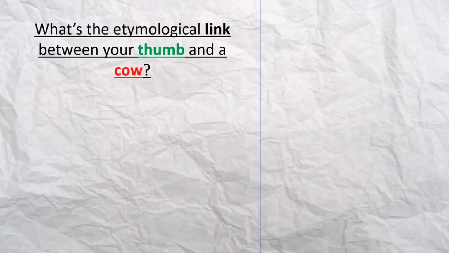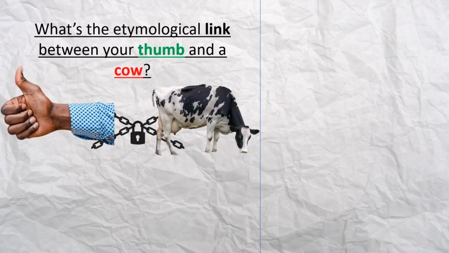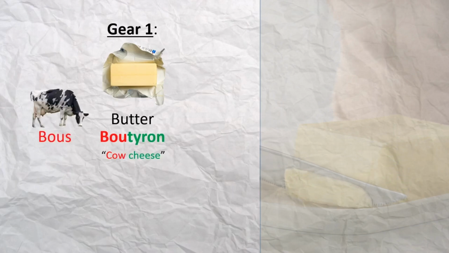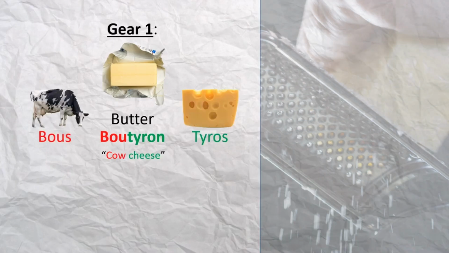What is the etymological link between your thumb and a cow? Butter. Round 1. The word butter appears to come from the word Boutyron. Boutyron literally means cow cheese. Bous is the Greek word for cow, and Tyros is the Greek word for cheese.